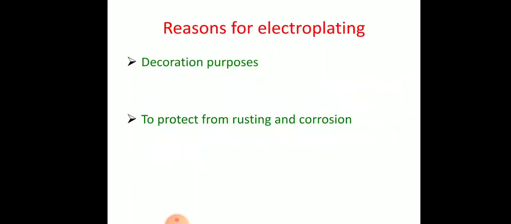What are the reasons for electroplating? Why do we need to do electroplating? The first one is for decoration purposes, so that the metals after electroplating look attractive as well as beautiful. The second reason is to protect from rusting and corrosion. Electroplating is also done to protect the articles from any kind of damage, for example corrosion, or if it is iron then rusting. So these are the two main reasons why electroplating is done.